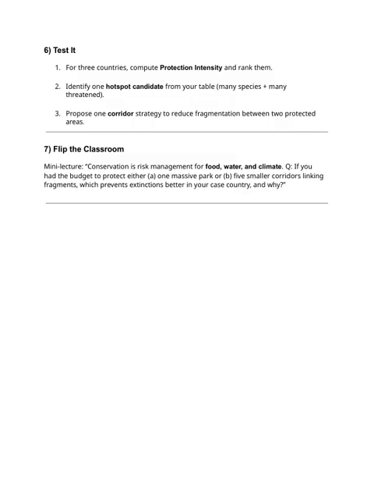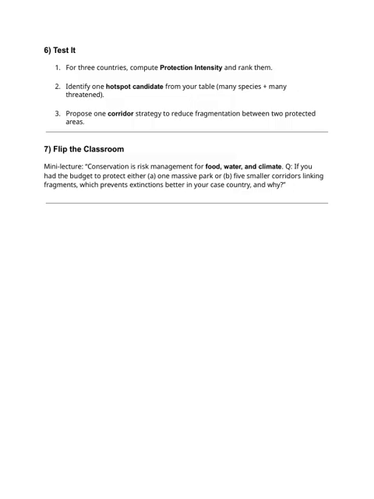And here's a thought-provoking question for you. If you had the budget to protect either one massive park or 5 smaller corridors that link fragments, which do you think would prevent extinctions more effectively in your country? And why? This question is designed to get you thinking about the most strategic ways to allocate limited resources for maximum conservation impact.